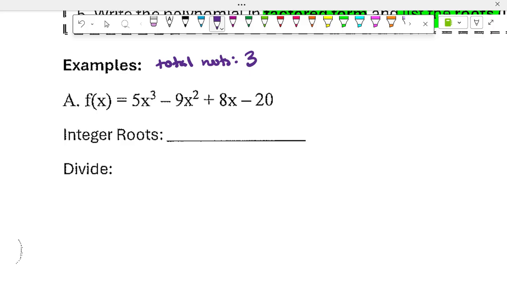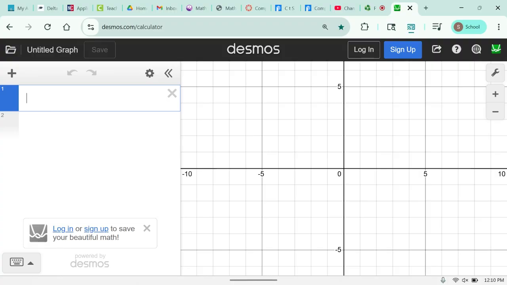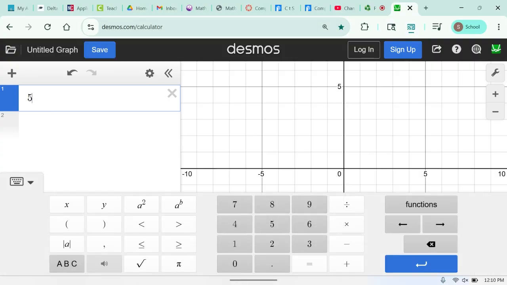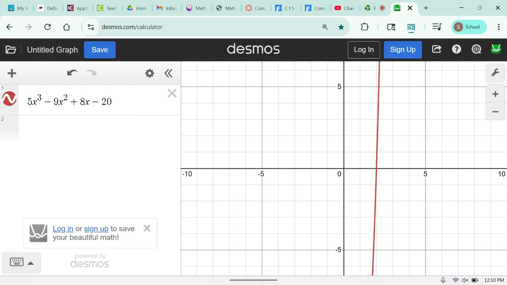Now, take a minute and graph 5x cubed minus 9x squared plus 8x minus 20 in your calculator. Desmos, whatever. Same difference. So 5x cubed minus 9x squared, plus 8x, minus 20. You may have to zoom out a bit.